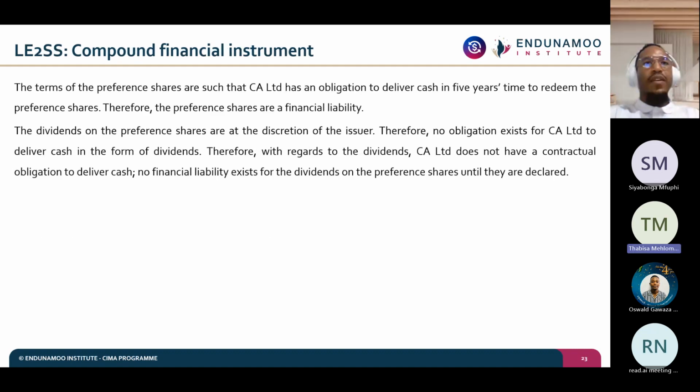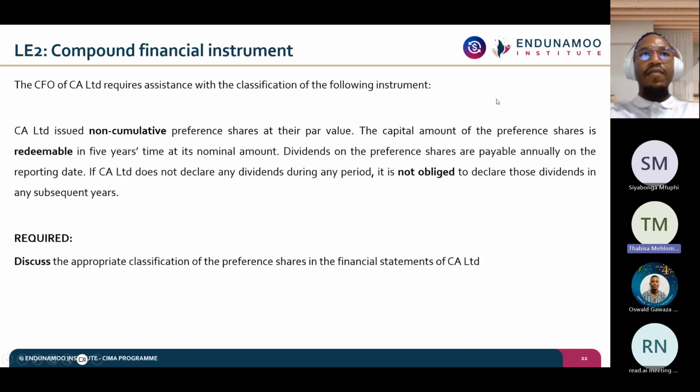Sorry, David. Yes, ma'am. So now here you discuss two things: the preference shares and the dividends on the preference shares. Yes. So what is attracting the financial liability on the preference shares is that they have the obligation to deliver in 5 years. So we have that financing component there, or am I wrong to say that? That is why now we are saying this is the financial liability.